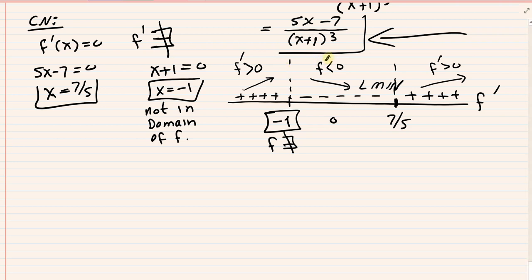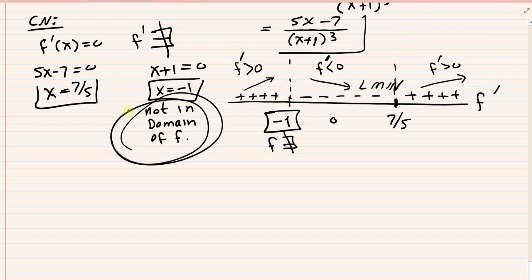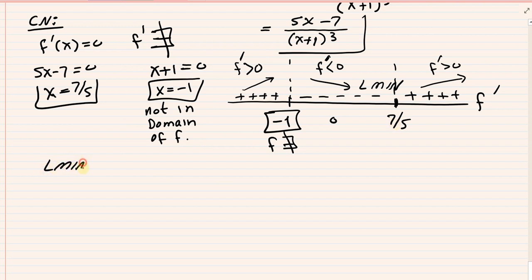So the first derivative test provided the critical numbers of that function, they have to actually be in the domain of the function. That's the reason this is not going to be a local max, because -1 is not in the domain of the function at all. So we just ignore that. However, at 7/5 we have a local min, and the local min is going to be f at 7/5.